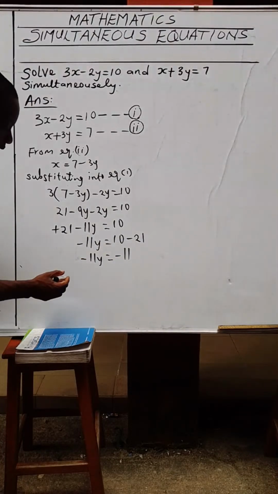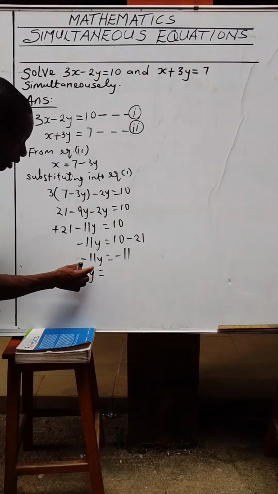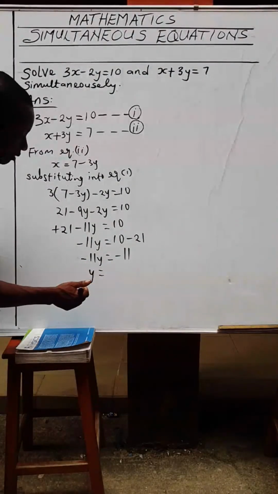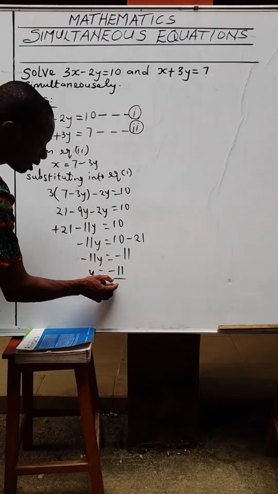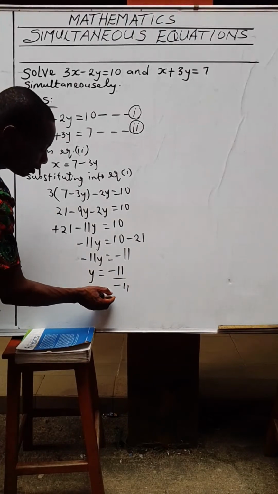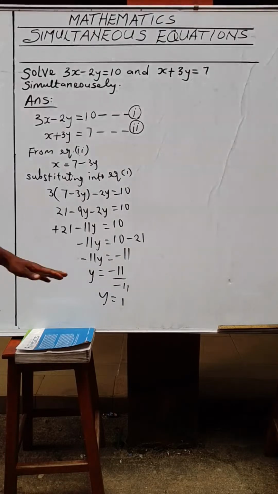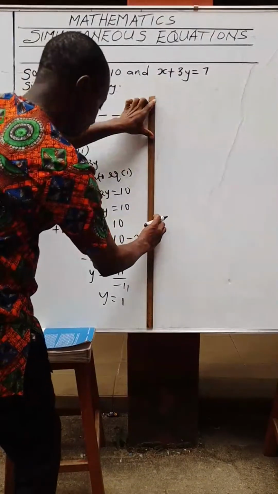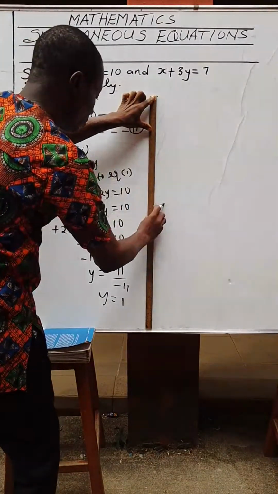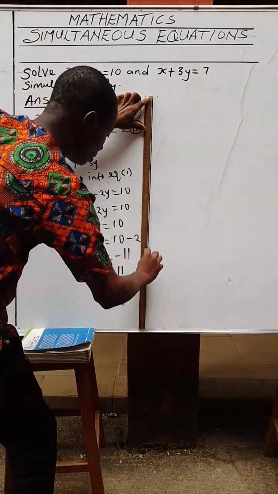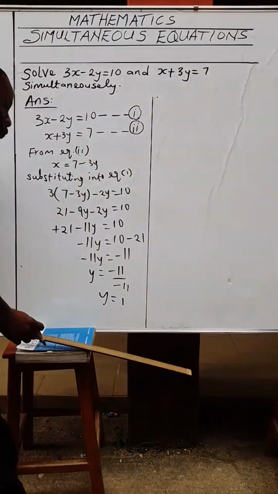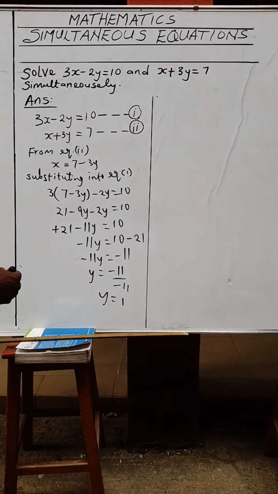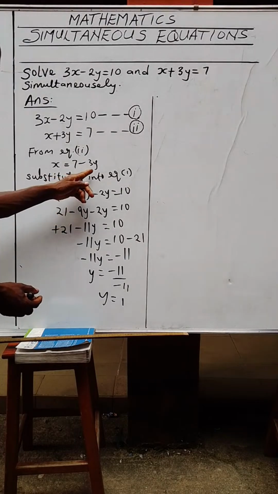So what it means is that our y is equals to, if we divide both sides by minus 11, we have minus 11 over minus 11. And that gives our y to be 1. So that is for y, all right? Once we are done with y, we'll come here and get our x. We may choose to find any one first, but we have decided to find y, all right? So we come here and substitute for y so that we can get x.